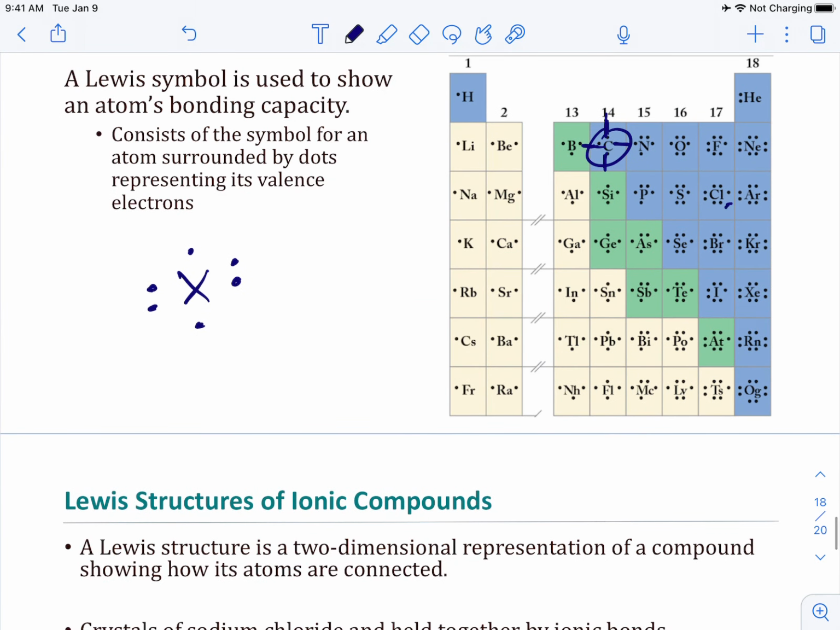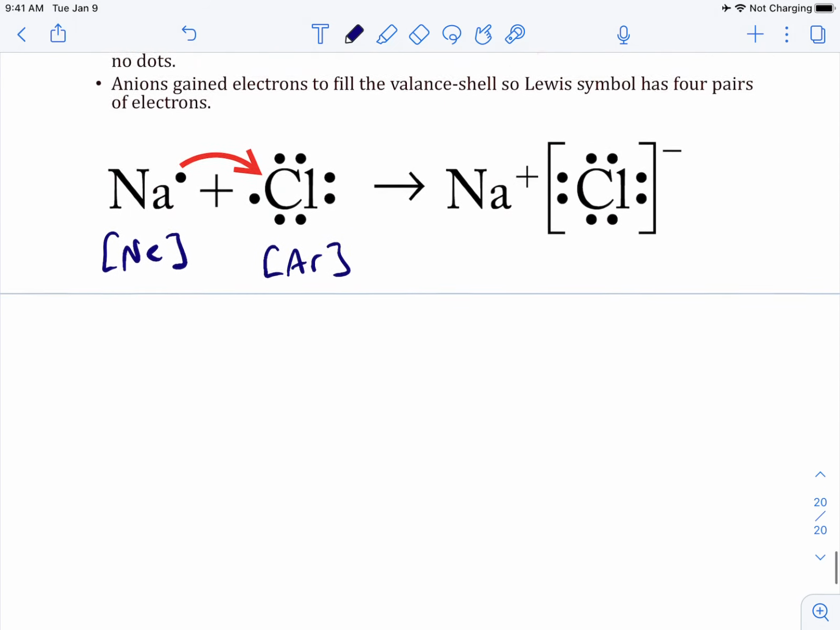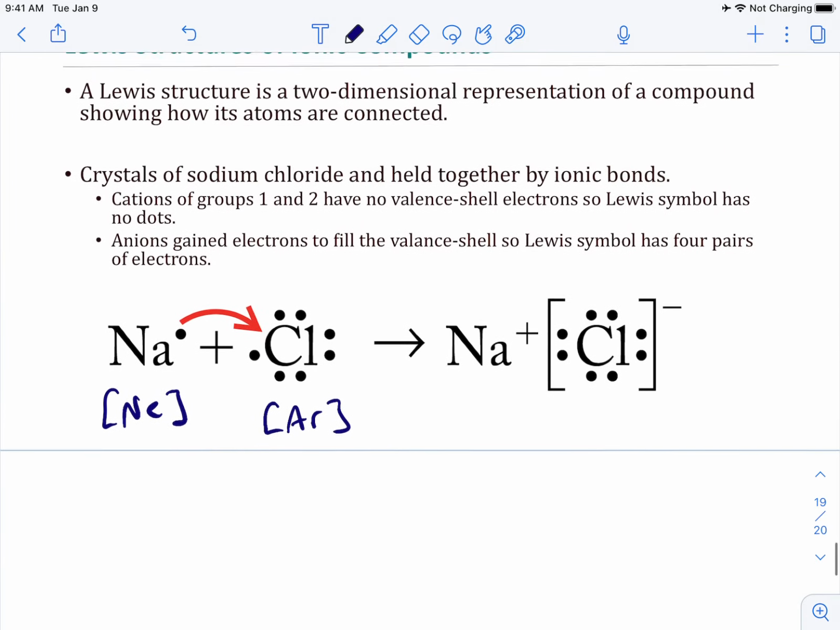Chlorine's going to add that electron. Sodium's going to get rid of that 1. They're both going to wind up with octets or noble gas configurations. And with that, that concludes the video.